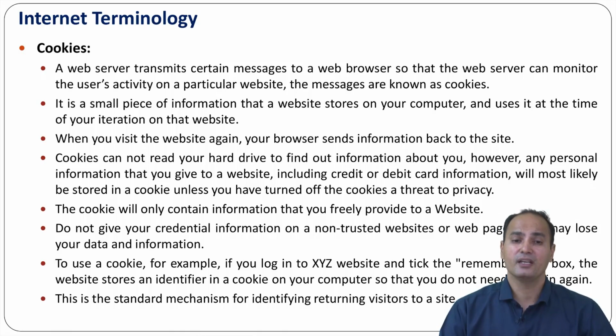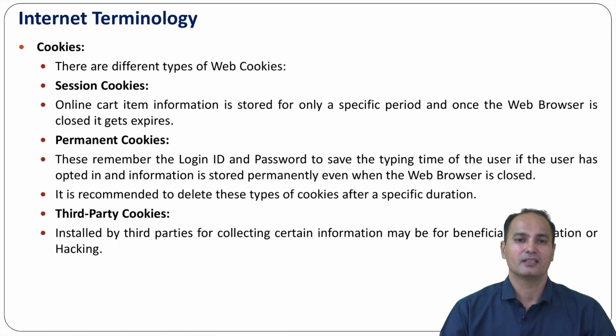To use a cookie, for example, if you log in to an XYZ website and tick the remember me box, the website stores an identifier in a cookie on your computer so that you do not need to log in again. This is the standard mechanism for identifying returning visitors to the site. There are different types of cookies: session cookies, permanent cookies, and third-party cookies.